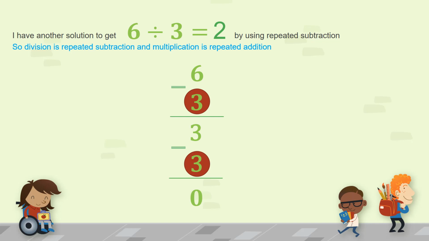So division is repeated subtraction and multiplication is repeated addition. How can I check my answer? I can make 2 times 3 equal to 6, so my answer is correct.